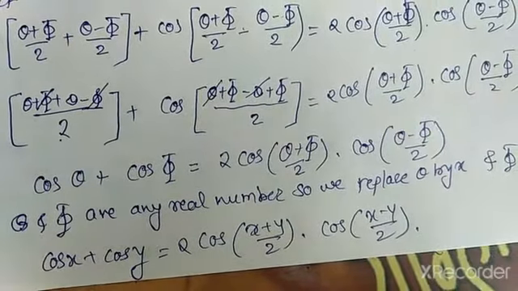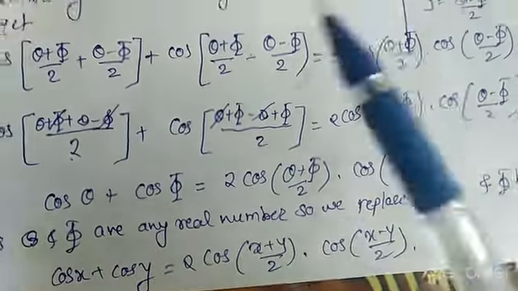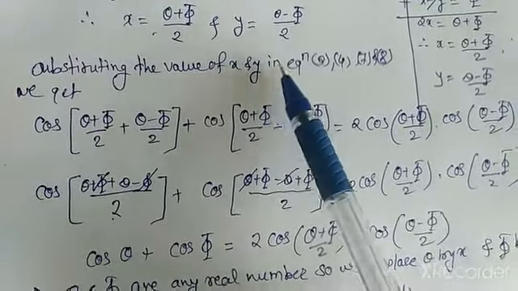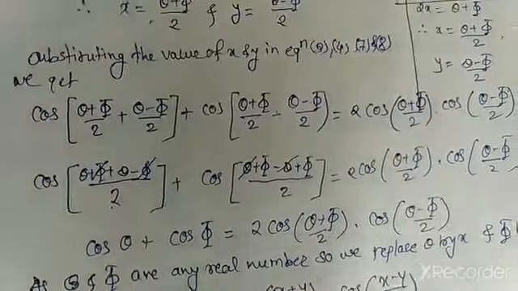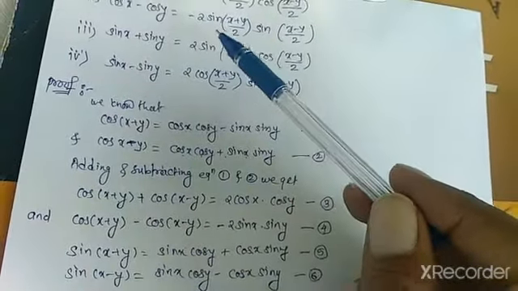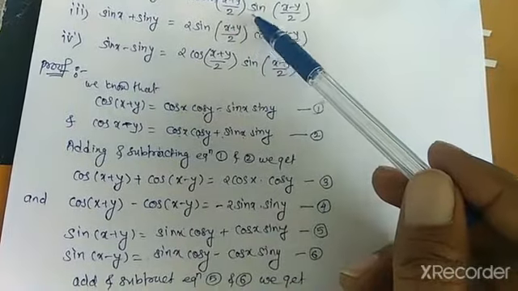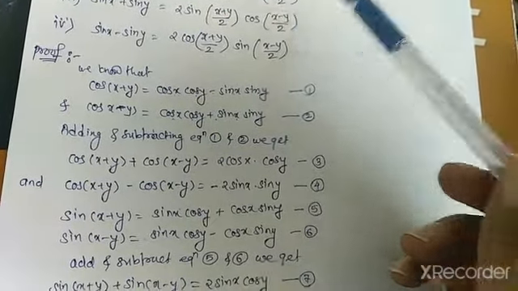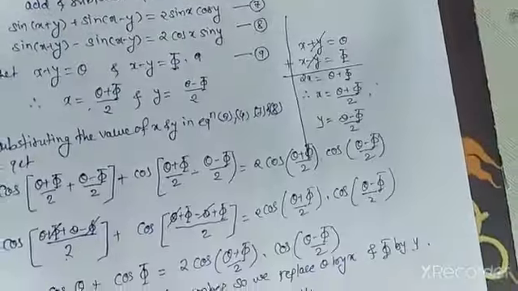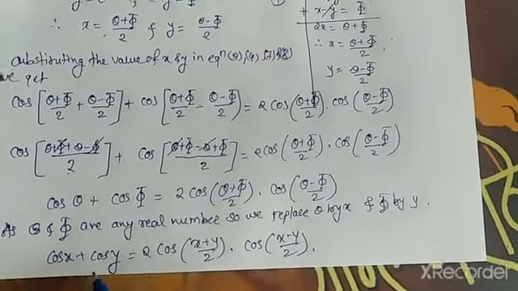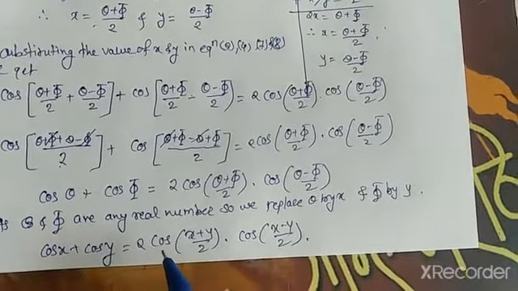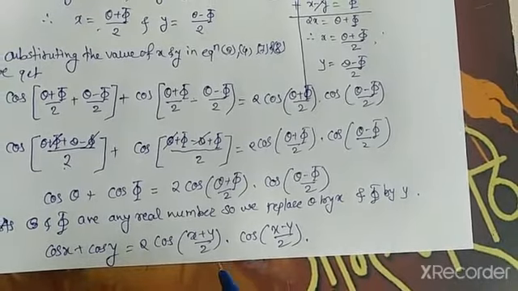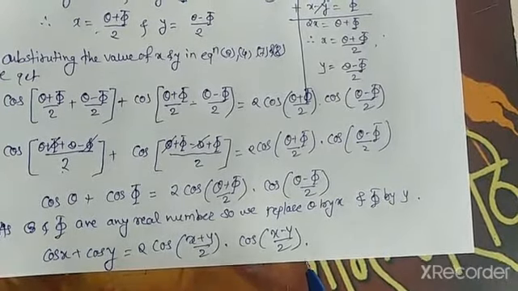Similarly, you can prove the remaining three. Okay, you have to put x and y in equation 4, you will get the second: cos x minus cos y is equal to minus twice sin (x+y)/2 into sin of (x−y)/2. Okay, so the remaining: cos x minus cos y is equal to minus twice sin (x+y)/2 into sin (x−y)/2, which is the second.